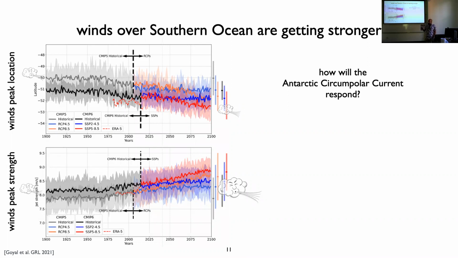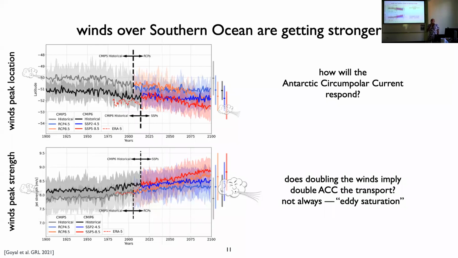We all think linearly: something drives that, A drives B, A gets double, B will be double. This is linear thinking, and we all hope, I think, that the world is linear and it will be as simple as that. However, it's not. The answer is that it won't behave that way. Doubling the winds won't double the strength of the Antarctic circumpolar current. And this brings us to this phenomenon we call eddy saturation, and I'll discuss this in a bit.